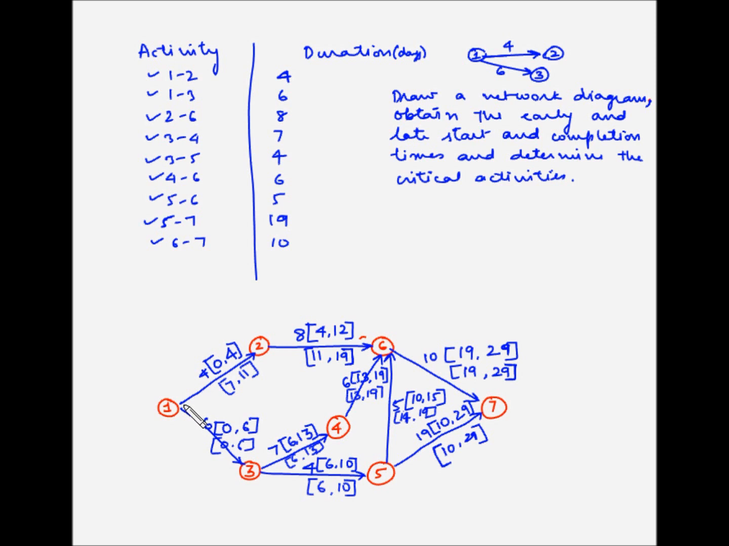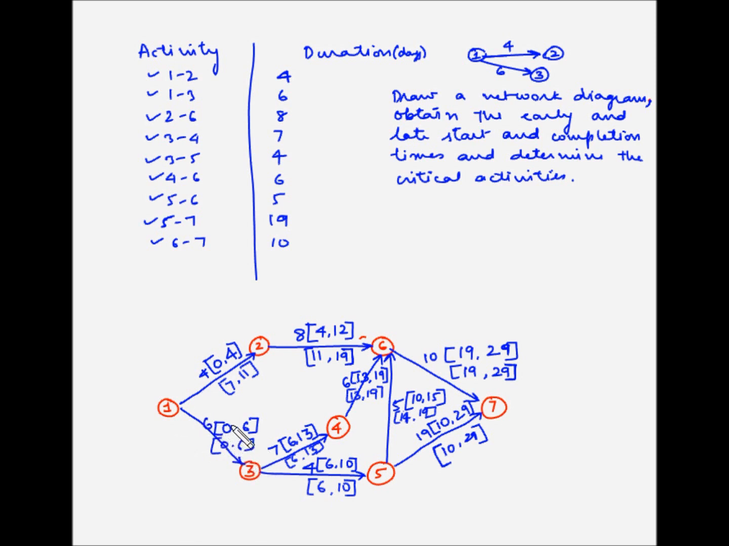So let's start from activity 1 to 2. So for 1 to 2, the earliest start time is 0 and the latest start time is 7. So of course these two are not matching, so this activity is not on the critical path. So definitely there's no point calculating the activity 2 to 6, because the critical path has to start from the starting node and has to end at the last node of the project. So let's take the other path, which is 1 to 3.